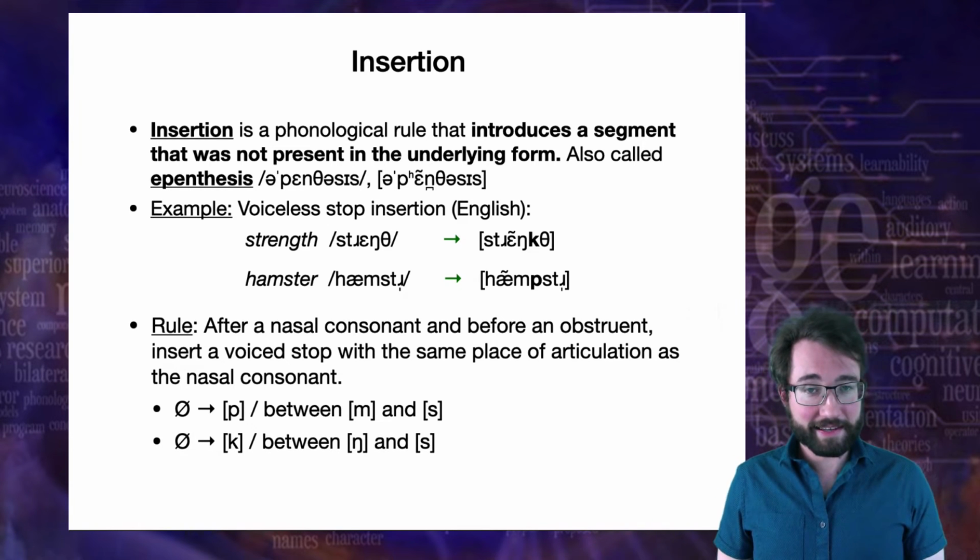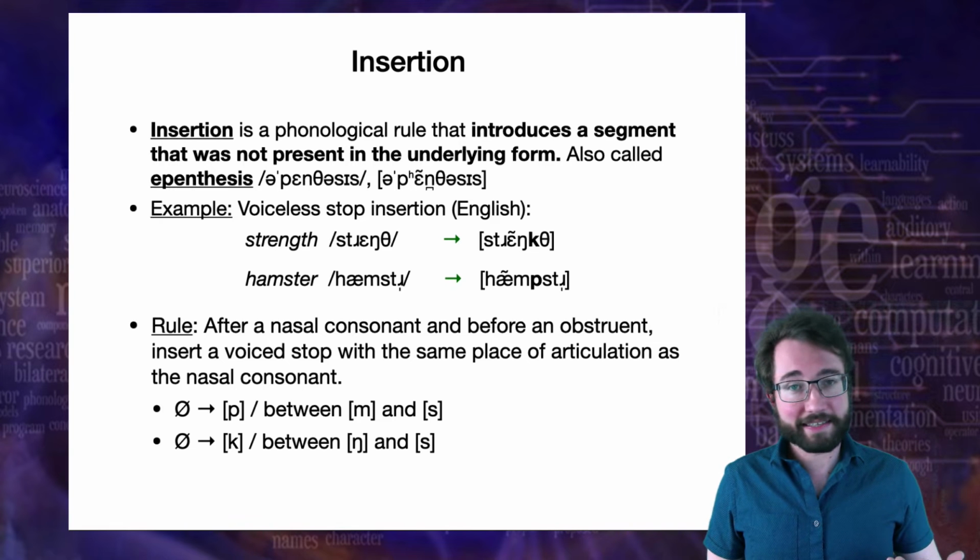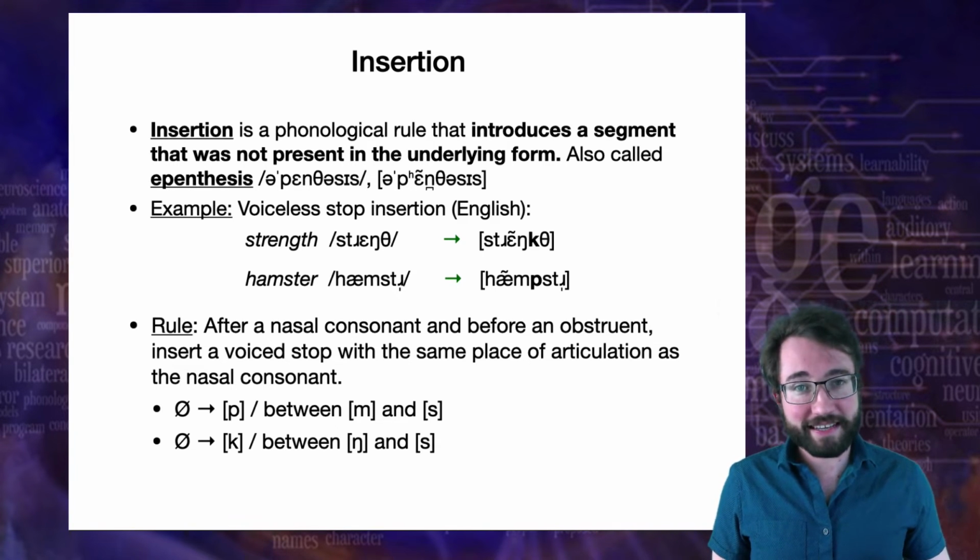For the strength example, we would have to have a rule that looks like this. The empty phoneme is expressed as the sound k when it appears between eng and s in strength.